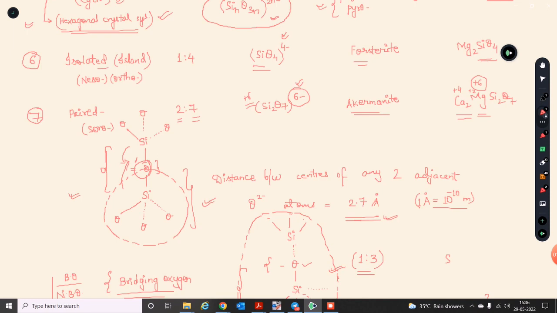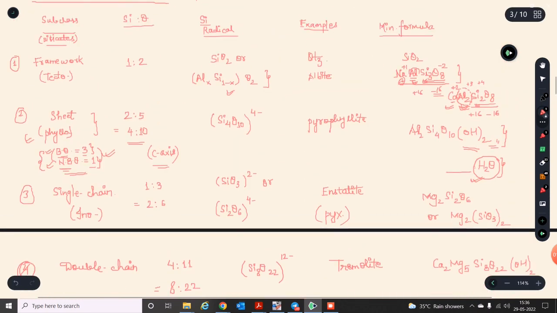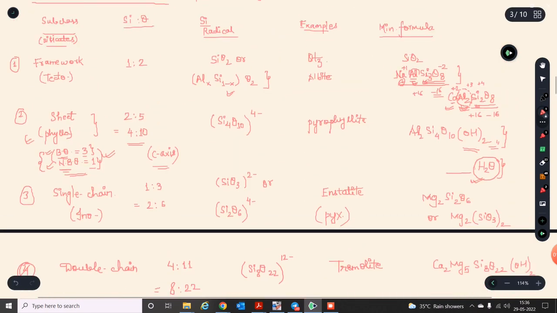Okay, so here we have 2:5 in sheet or phyllosilicates. 4:10 is the general one. You can add n to any of these bracket terms. If the chains are getting extended, this n value will keep getting higher and higher.